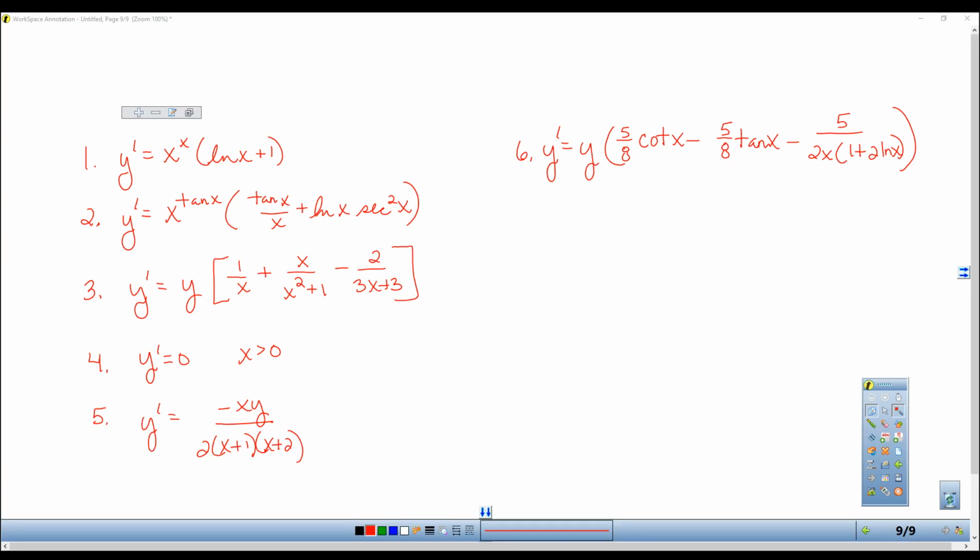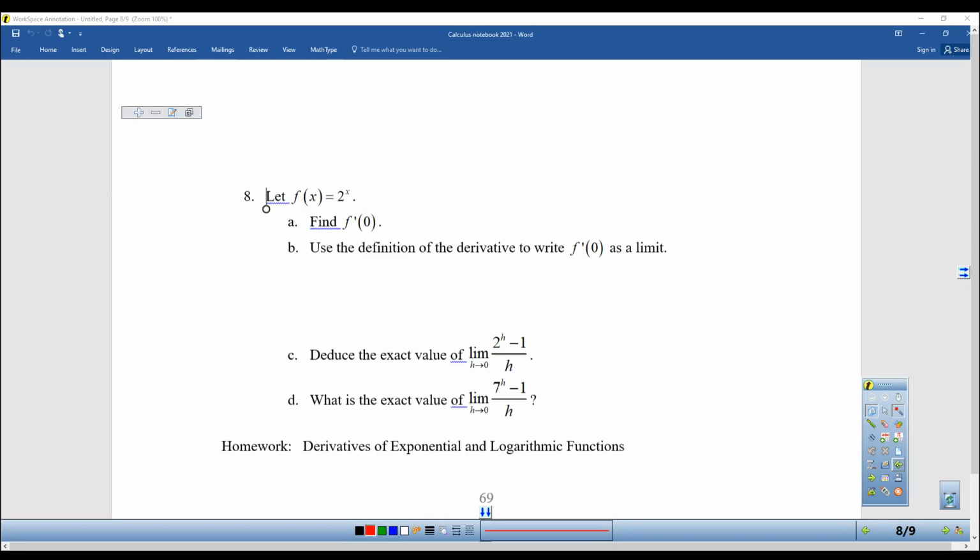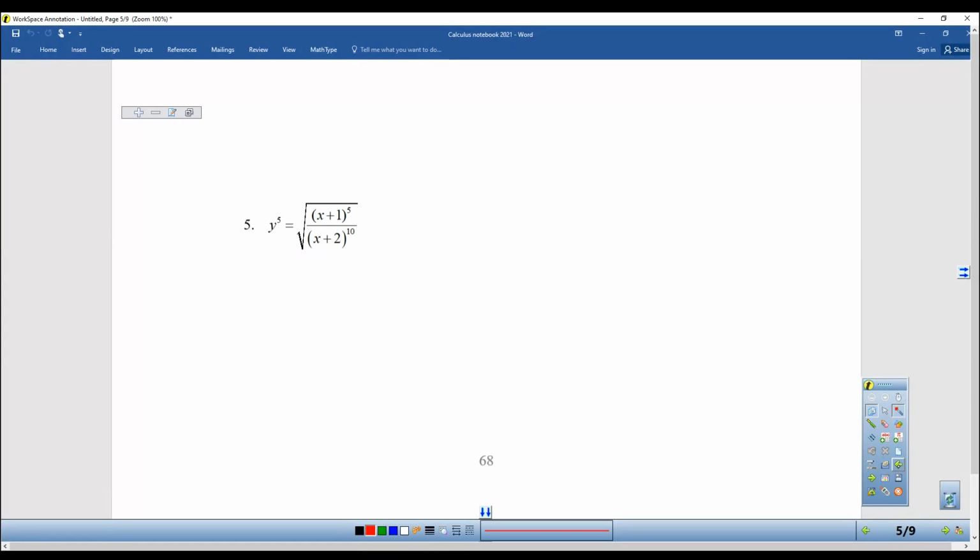Hello, everyone, and welcome to part 3 of derivatives of exponential and logarithmic functions. I'm actually starting with a little answer section here for this next set. If you would like to try and figure it out on your own, you can take a screenshot. All right, and I'm going to go back and actually do the problems out.